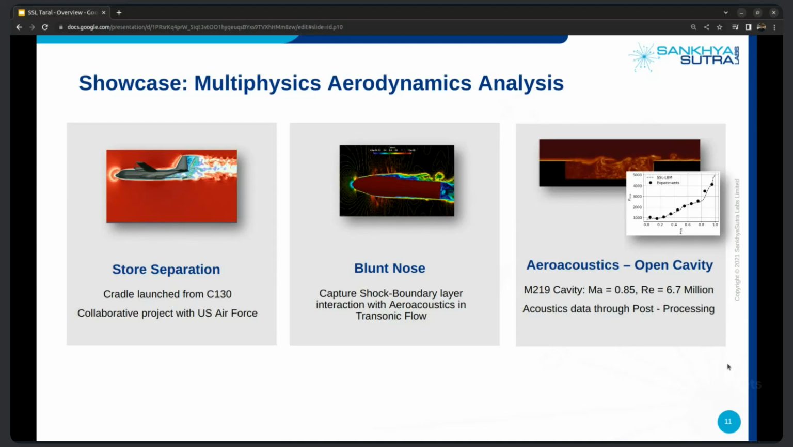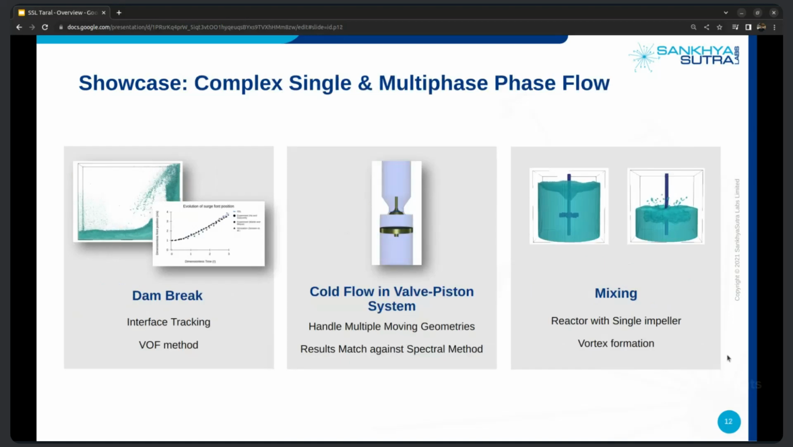What we also were able to match very well is the frequency and amplitude of the Rossiter modes, that cavity modes that are going to get set up. So yeah, and our solver is not just limited to single phase flows. We've also done some studies on multiphase, and we've seen that it works quite well, actually.